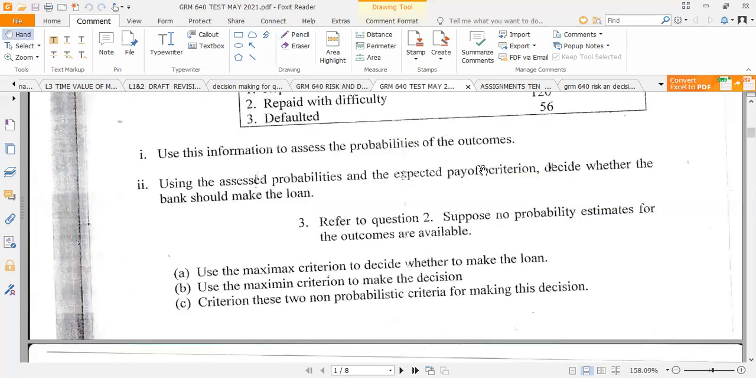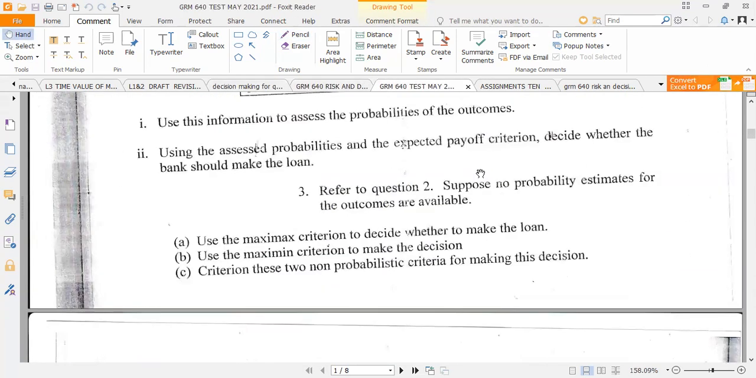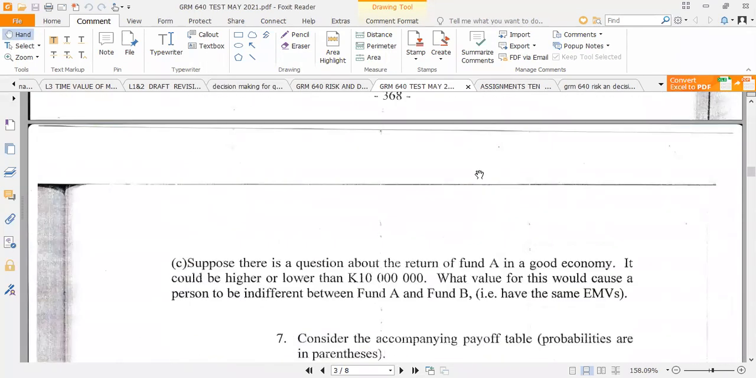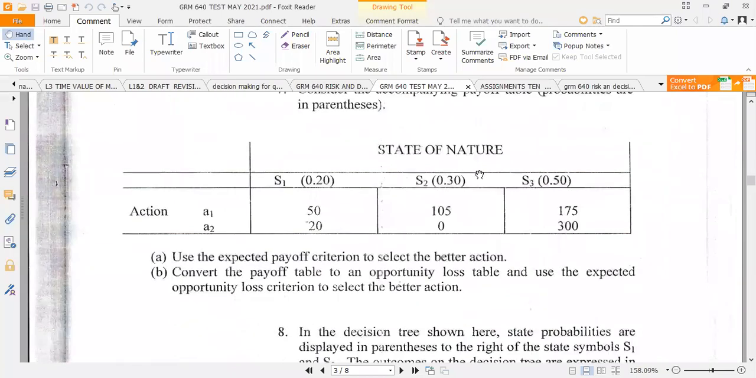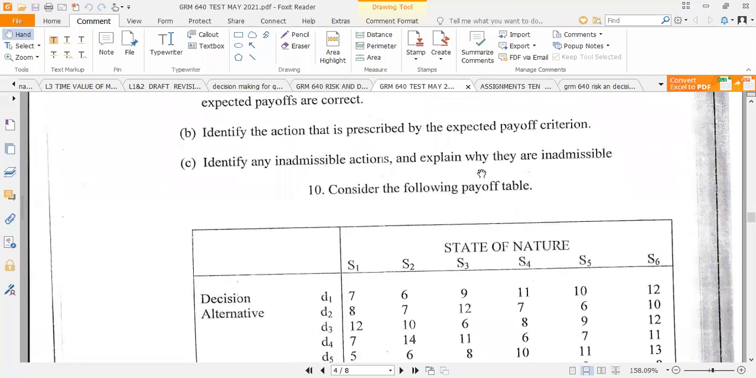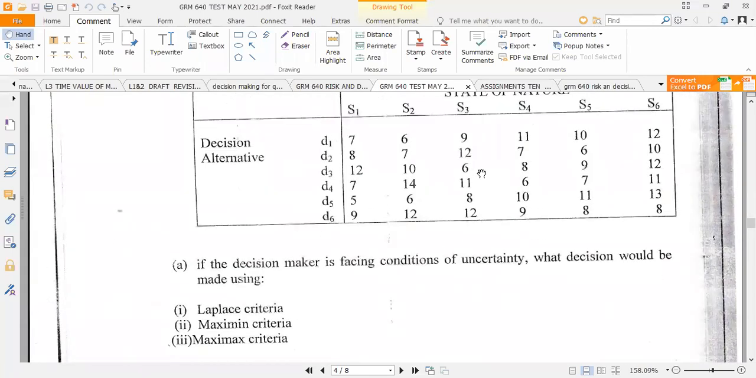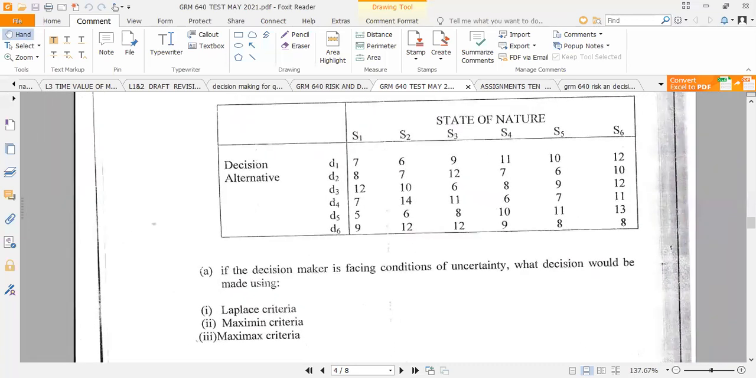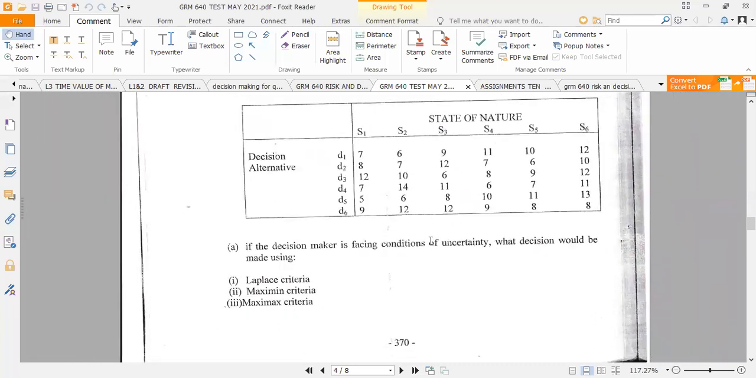Okay, so if we're going to go to one of our tests we did, okay, this one here. If you're a decision maker with the conditions under uncertainty, how would you decide using a Laplace, using a max-min, and using a max-max?